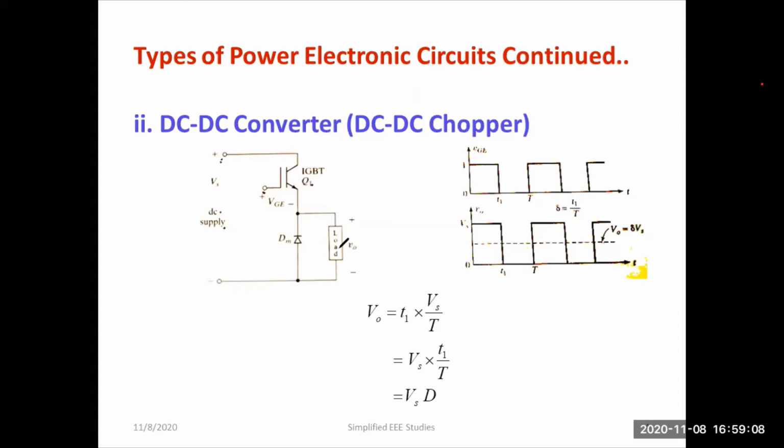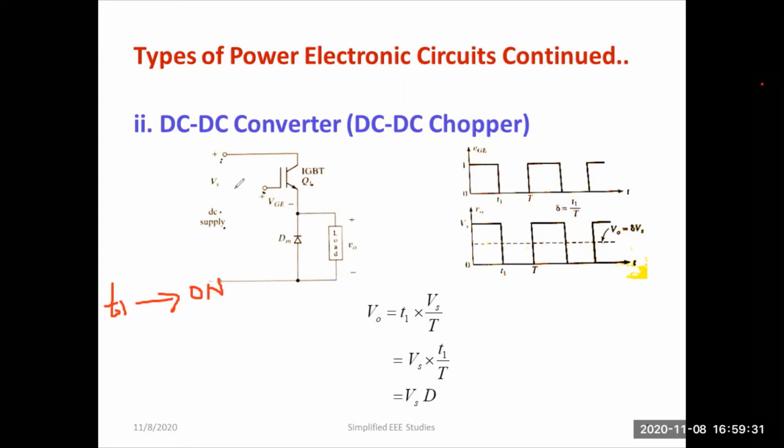The total output voltage, you can see this is the output voltage, we'll be using the load. The total output voltage can be written as T1 into input voltage divided by total T, where T1 is known as the on state. T1 is generally called the on state of the switch. So it has two states mainly. One is the on state, the other is the off state.